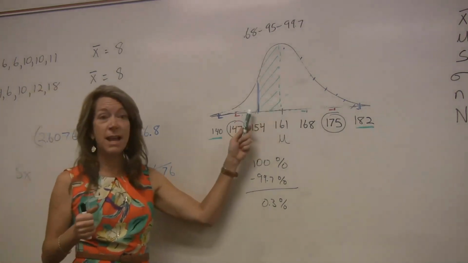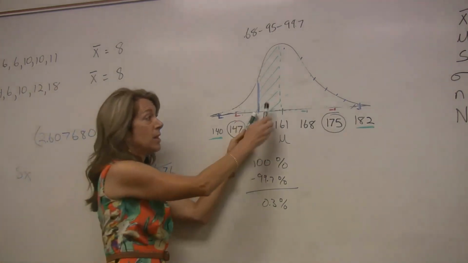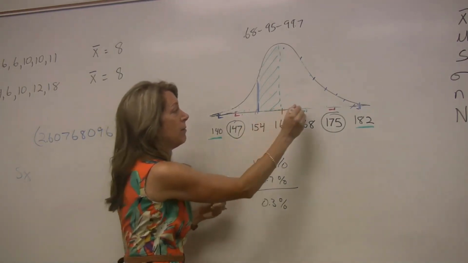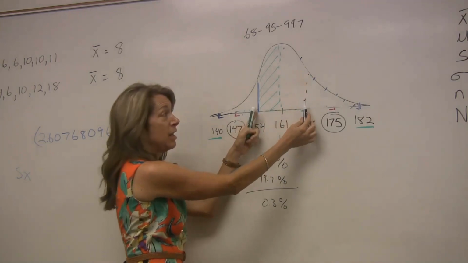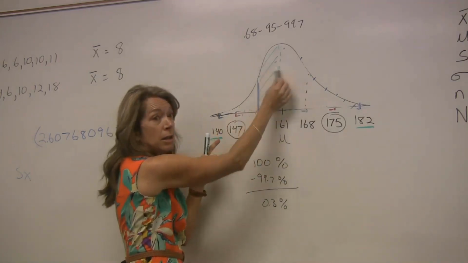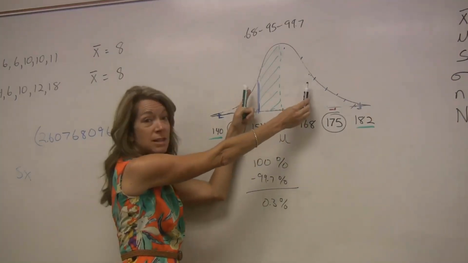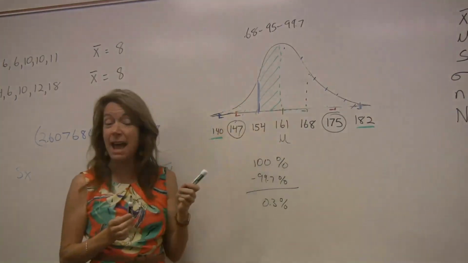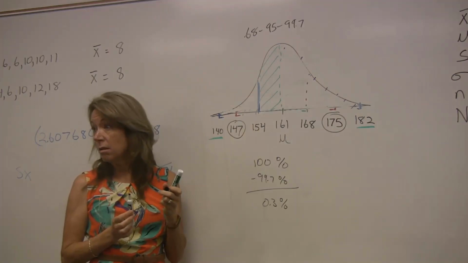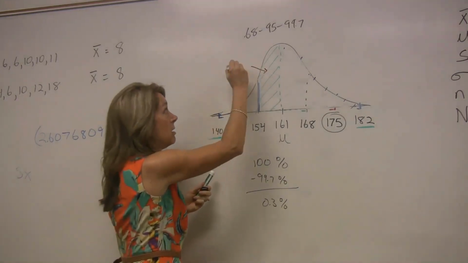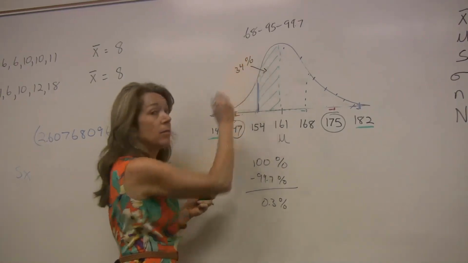Right, because this is 1 standard deviation away, and 1 standard deviation goes both directions. If I did this whole thing from that blue line to this line, everything in here is 68%. We agree with that? From here to here is 68, and we have exactly half of it. You see that? So this little green piece here is 34%.